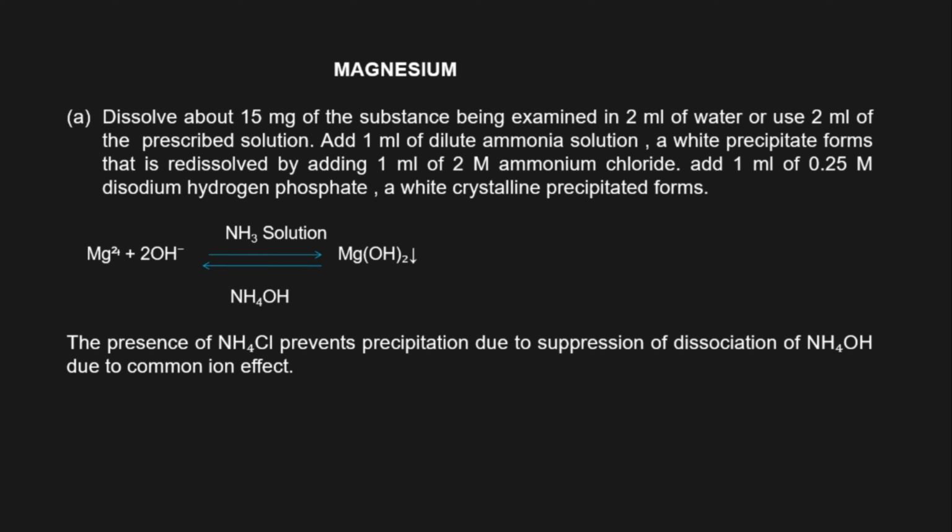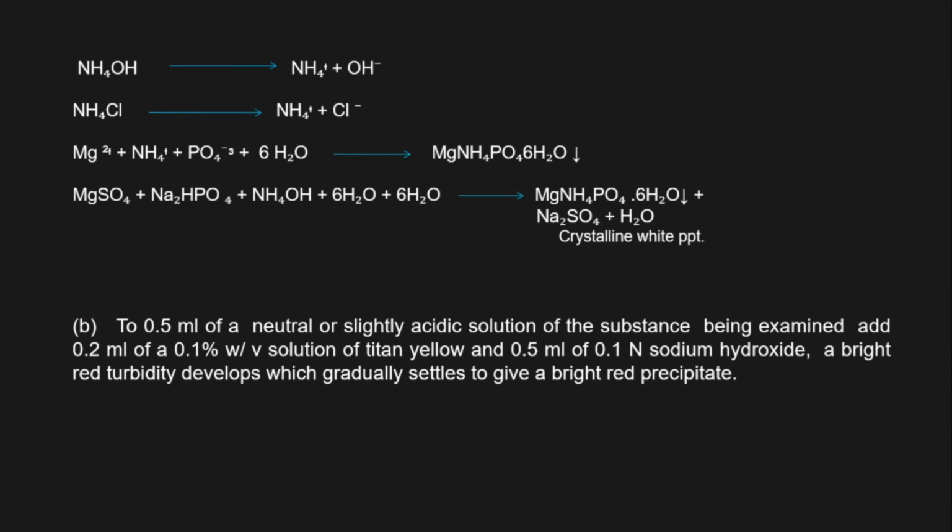The presence of ammonium chloride prevents precipitation due to suppression of dissociation of ammonium hydroxide due to common ion effect. Here ammonium hydroxide dissociates into ammonium ion and hydroxide ion. Ammonium chloride dissociates into ammonium ion and chloride ion. Thus, the magnesium ion, ammonium ion, and phosphate ion all react together in the solution, resulting in formation of magnesium ammonium phosphate .6H2O, which forms the precipitate.